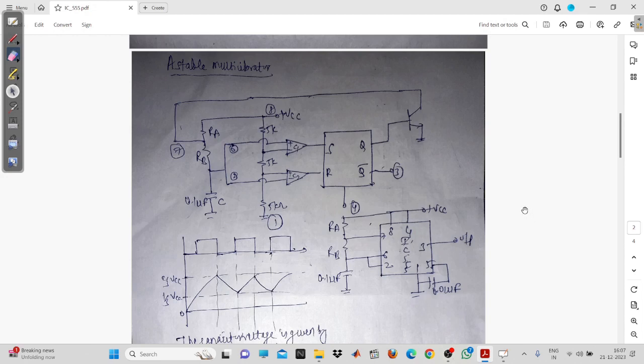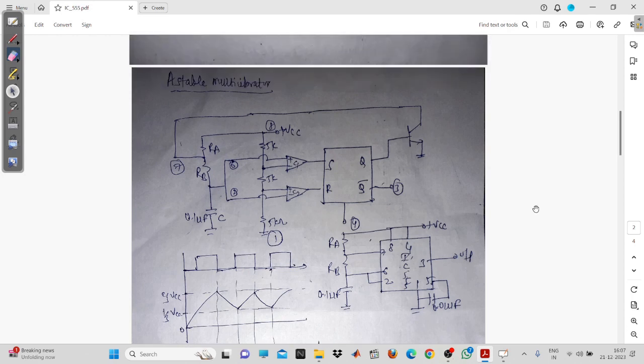So in the last lecture, we have studied about the astable multivibrator. Today we'll try to understand the mathematical analysis of the astable multivibrator. As you know, the IC 555 is made up of three resistances, that is 5K, 5K, and 5K. We'll take VCC as 15 volt.